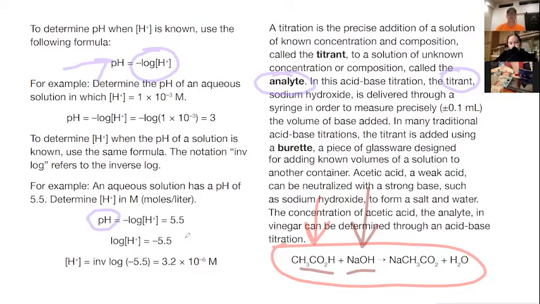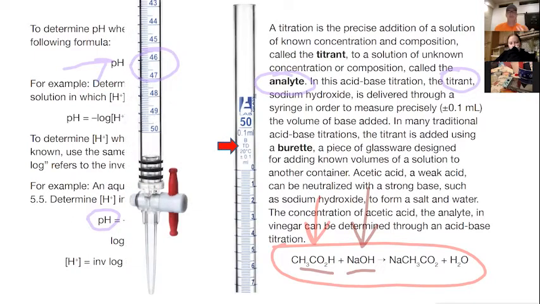For doing this sort of titration in the lab, we would be using something called a burette. This is what a burette looks like. It's this long, skinny tube that we fill up with the titrant. In other words, we would be filling it up with the sodium hydroxide solution. Then we use this stopcock down here to open it up and allow liquid to flow down.